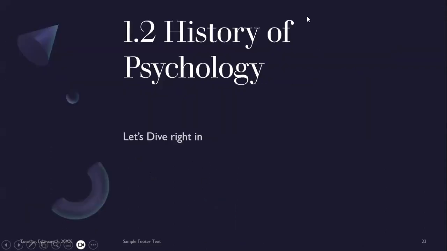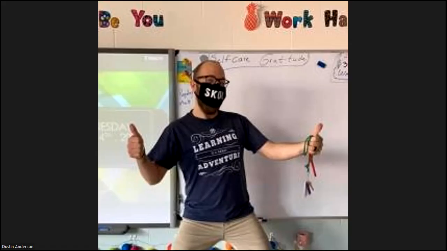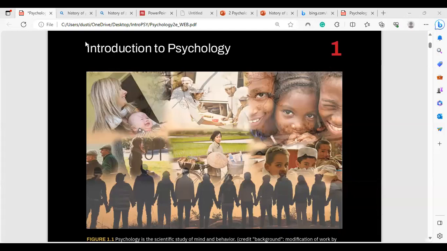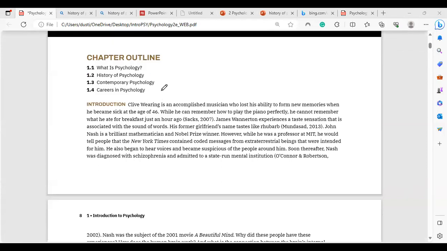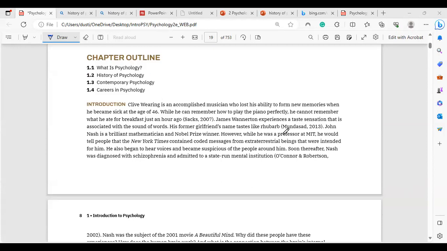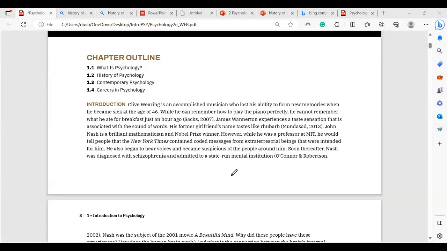I'm going to stop sharing this and go through the actual book this week. There it is: the history of psychology, and why is it important to understand that. And so this is your chapter outline. Again, I'm not going to go through everything. What is psychology, history of psychology, contemporary psychology, careers in psychology.